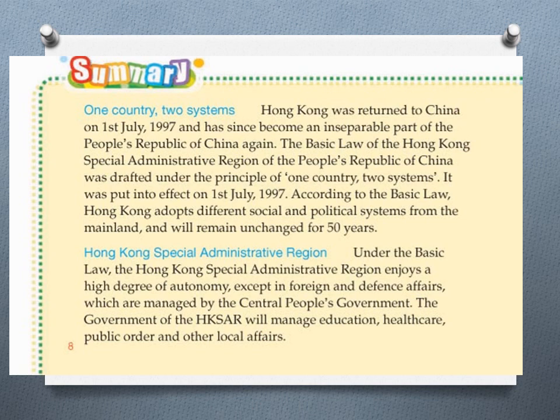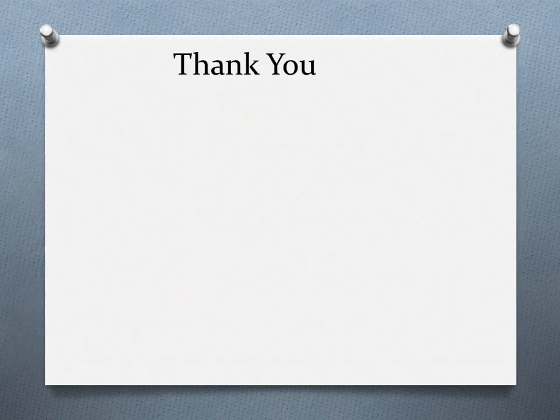Also under Hong Kong SAR, under the Basic Law, we have a higher degree of autonomy, and there are certain affairs which are the regional affairs. That means they are managed by the Hong Kong government, whereas there are two affairs which come under national affairs, and they are managed by the People's Republic of China. So do some research on why these two affairs are managed by the People's Republic of China.